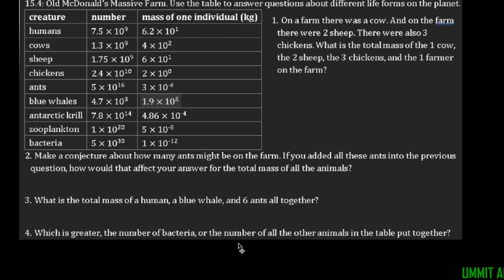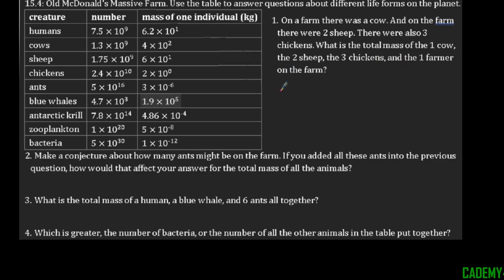Now moving to the back, we're talking about Old MacDonald's massive farm. It says use the table to answer the questions about the different life forms on that planet. And so what we can do for this one is, it says what is the total mass of 1 cow, 2 sheep, 3 chickens, and 1 farmer.